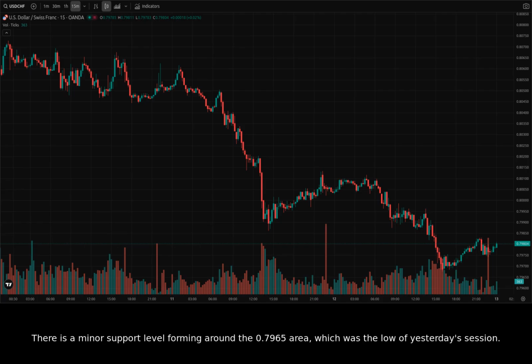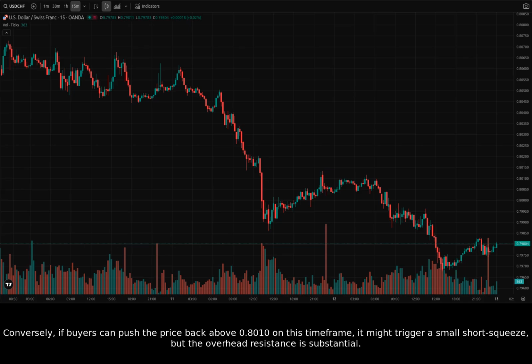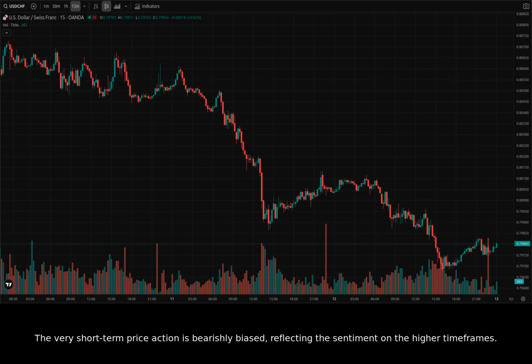There is a minor support level forming around the 0.7965 area, which was the low of yesterday's session. A break below this intraday low would likely signal the continuation of the sell-off. Conversely, if buyers can push the price back above 0.8010 on this timeframe, it might trigger a small short squeeze, but the overhead resistance is substantial. The very short-term price action is bearishly biased, reflecting the sentiment on the higher timeframes.